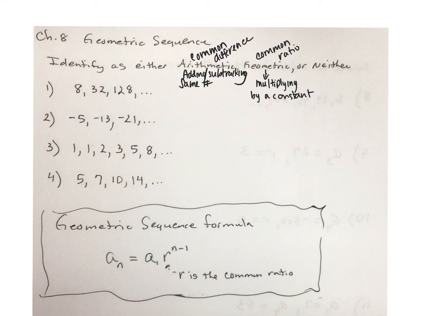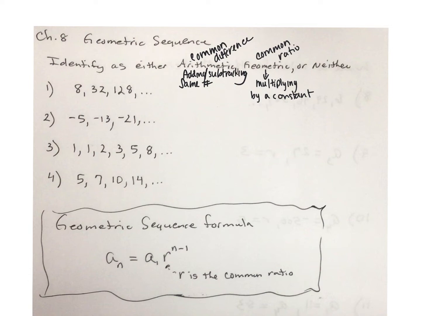Okay, so once again, the arithmetic sequences are adding a constant every time. That constant might be positive or negative. So it looks like subtracting when that constant's negative. On the quiz, I saw a lot of people miss the negative on the common difference because it was decreasing.